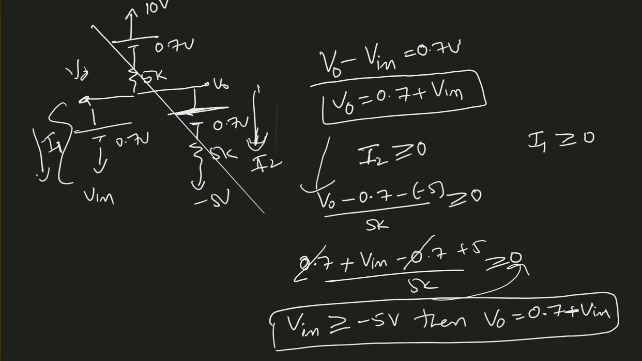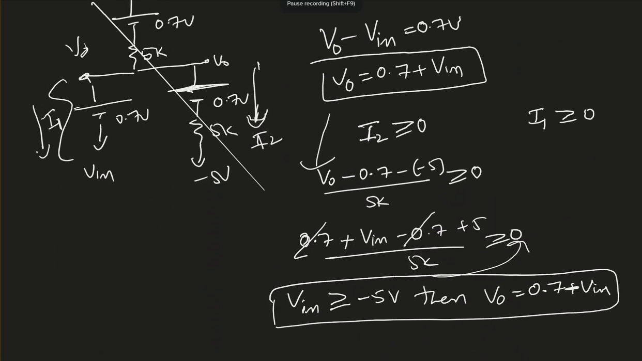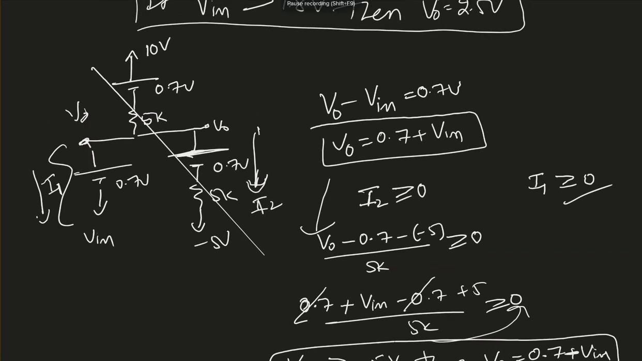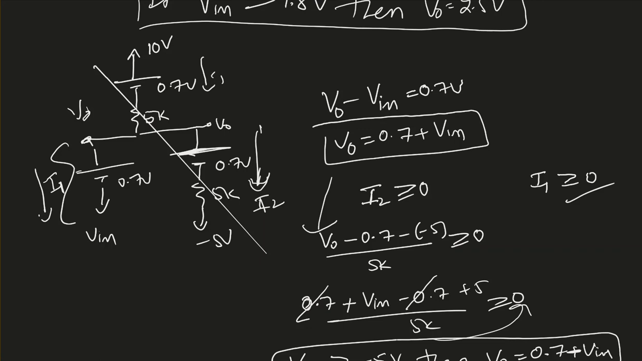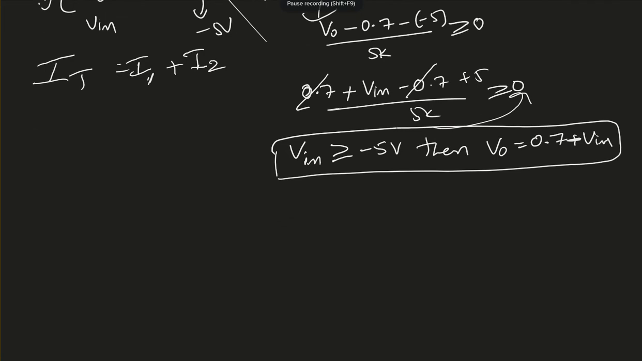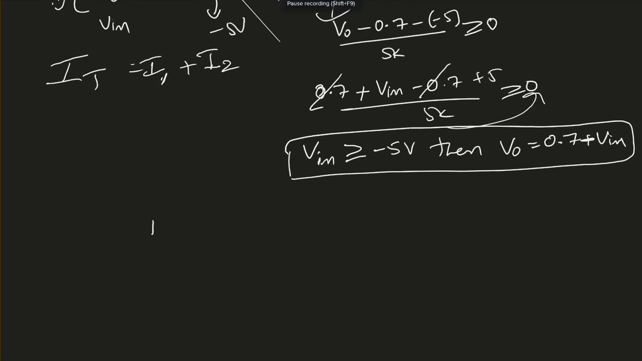To find out, I'm going to assume my I1 is greater than 0. There is no way I can find I1 unless I know I total. So I'm going to apply KCL at this junction. IT must be equal to I1 plus I2. Sorry, my pen is acting up here. Our goal is finding I1, right? I1 equals I total minus I2. I'll write down that equation.